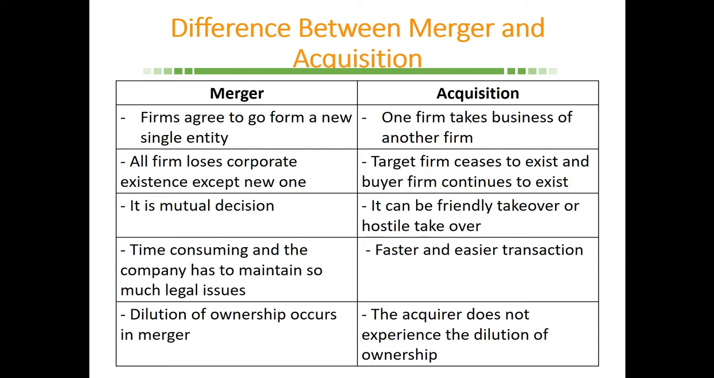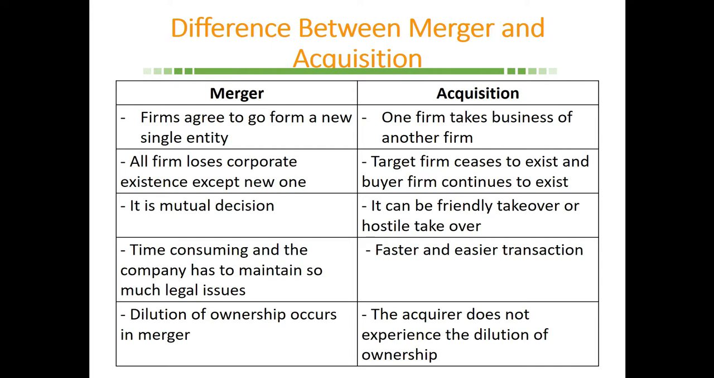For merger, it is a bit time consuming, and the company has to deal with some legal issues. For acquisition, it's quite fast, and it's easier when it comes to the transaction. For merger, there is dilution of ownership. When you say dilution of ownership, there is a reduction in every current stockholder's or shareholder's portion of ownership of a firm, from the issuance of additional common stock or conversion of other types of stock into common stock. On the other hand, for acquisition, the acquirer does not experience dilution of ownership.